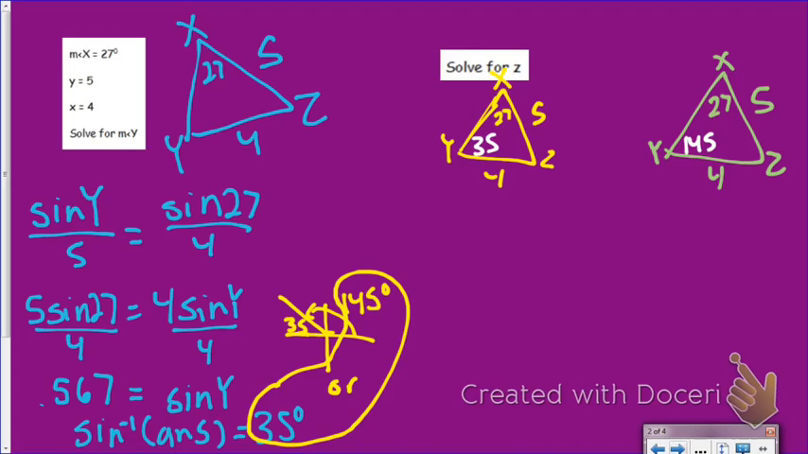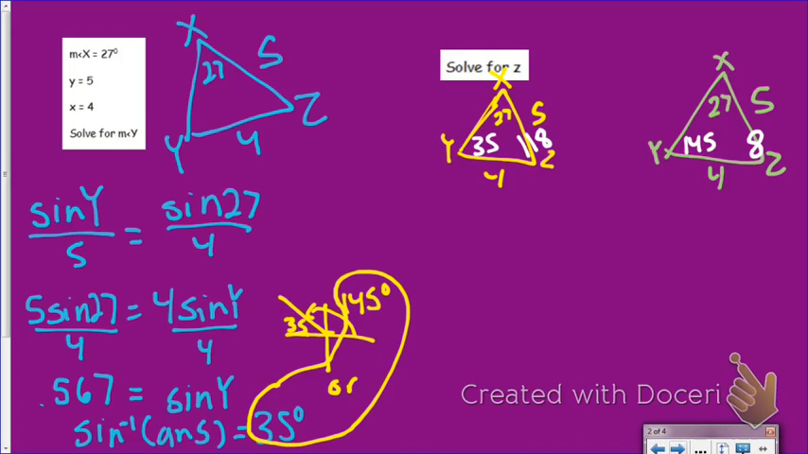I know on both of these, all three angles have to add up to 180. So if I subtract 27 and 35 from 180, the measure of angle z in this case is 118 degrees. On my other triangle, if I do 180 minus 145 minus 27, angle z is going to be 8 degrees. That sets up two different scenarios for the law of sines.